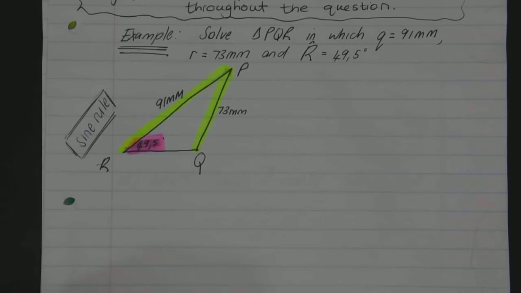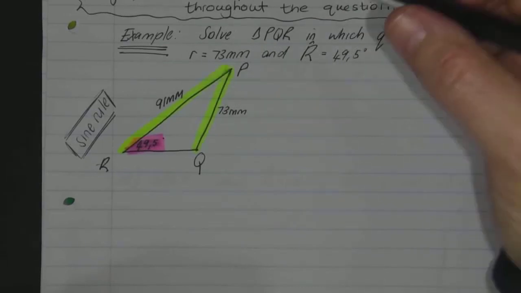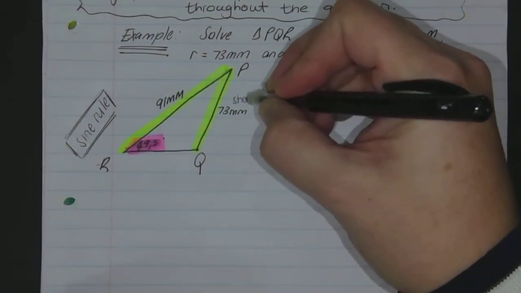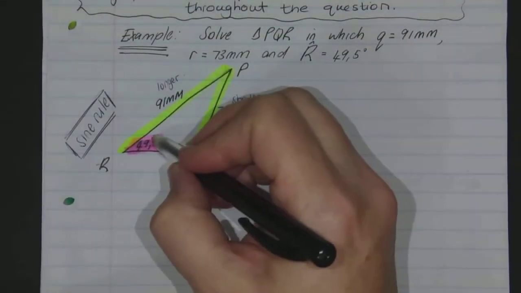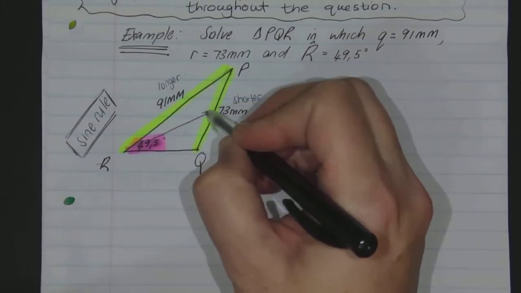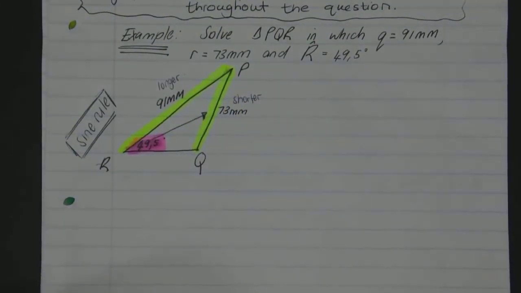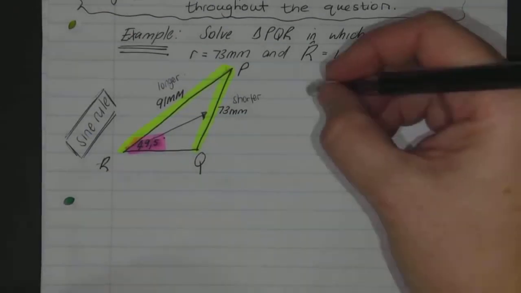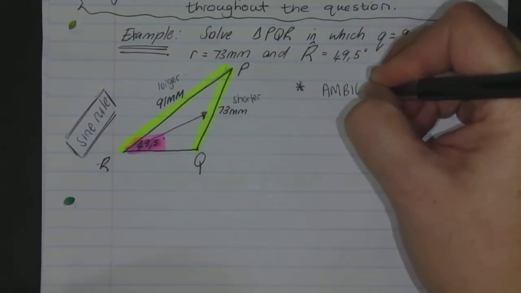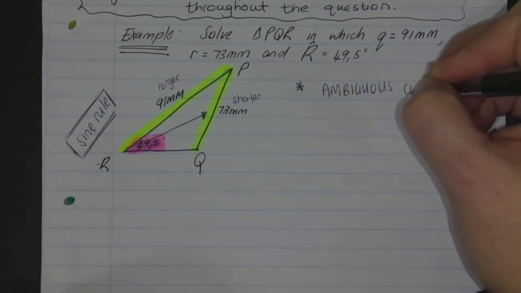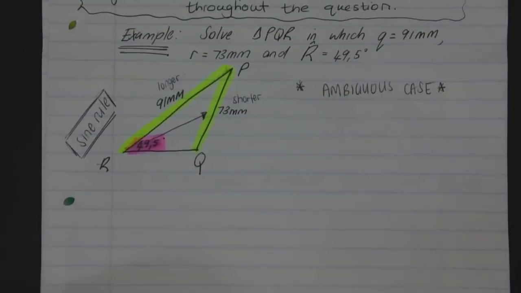Right, but I first need to check that out of the two given sides, this is the shorter side, that's the longer side. Which one is opposite the given angle, the shorter or the longest? The shorter side. That means this is an ambiguous case, which means I'm going to have two possible answers throughout.